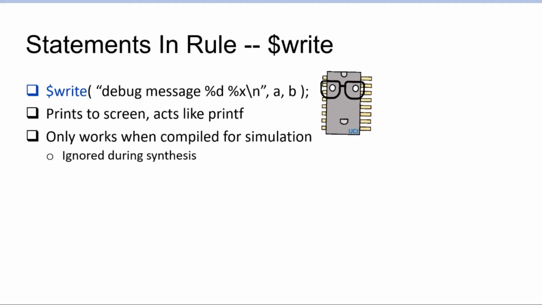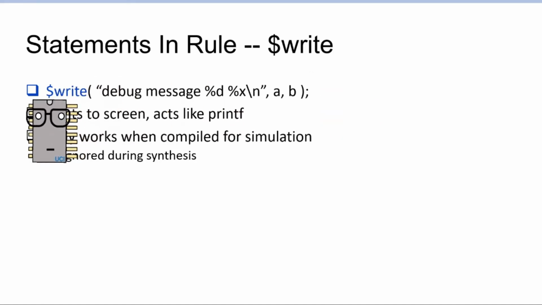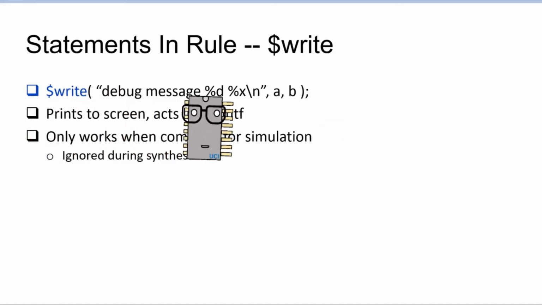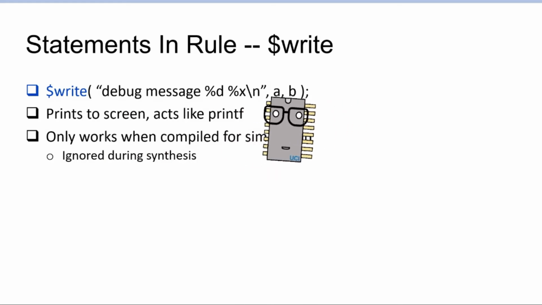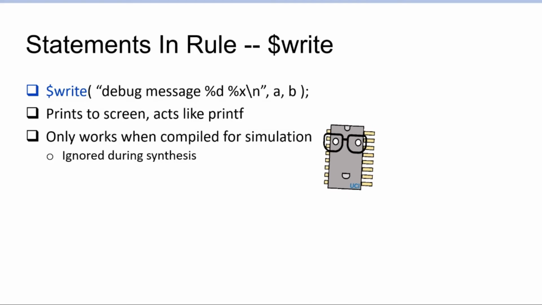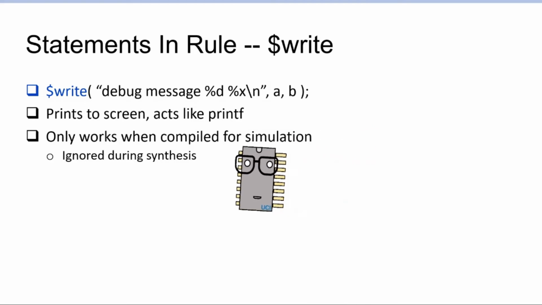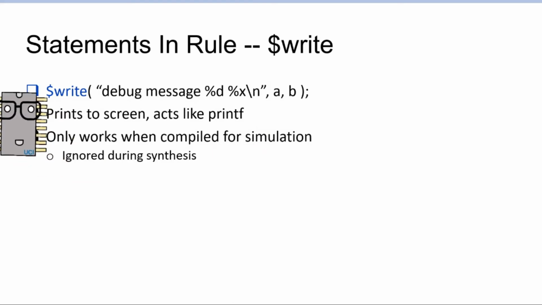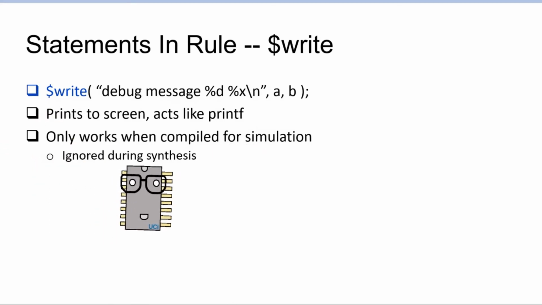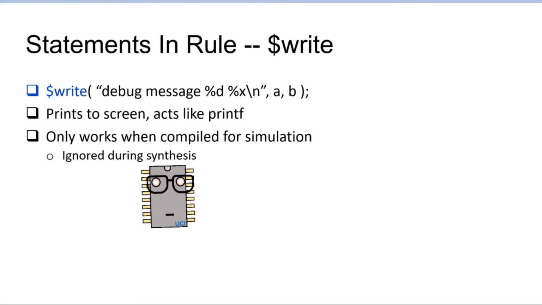You can have this special $write statement with a $ sign in front of it. You can give a debug message. You can format it like printf. It prints to screen. It acts very much like printf. It only works when compiled for simulation, for functional simulation using bsim. But if you actually compile it for hardware to get the bit file you want to program to the actual chip, all of these statements that start with a $ sign are ignored. But you can put that in a rule if you want to have debug statements.